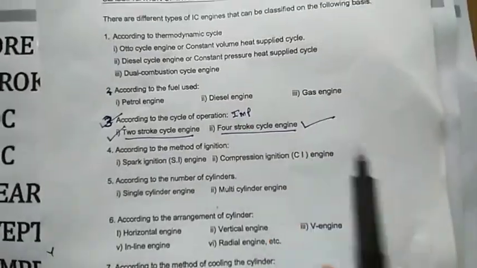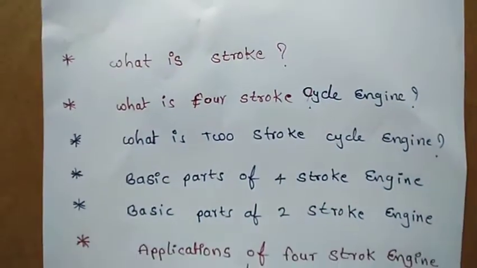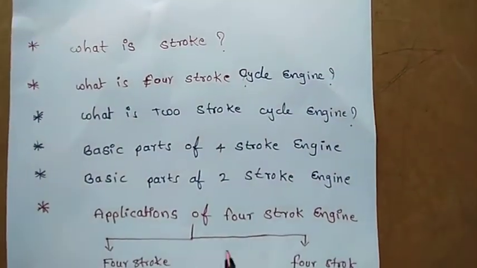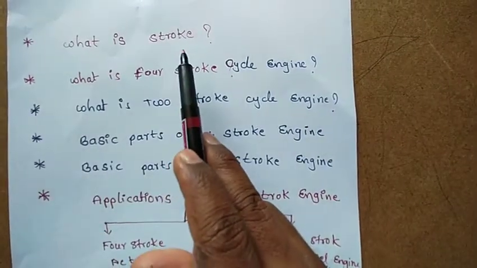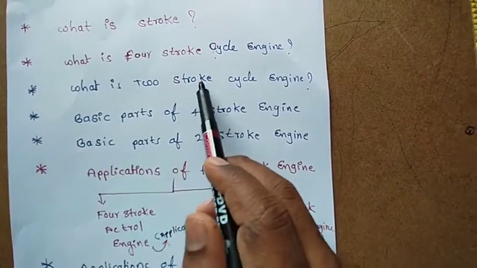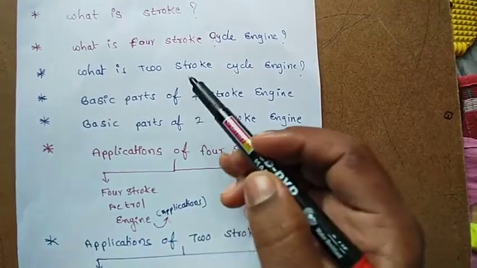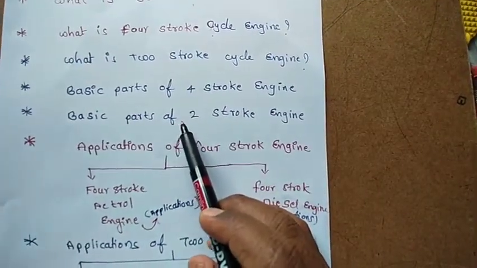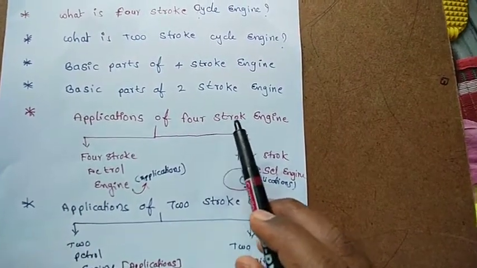Next, today in this class we are going to discuss these topics, so all of you listen carefully. First, what is a stroke; what is a 4-stroke cycle engine; what is a 2-stroke cycle engine; and what are the basic parts of a 4-stroke engine and of a 2-stroke engine. The fourth topic is applications of the 4-stroke engine.